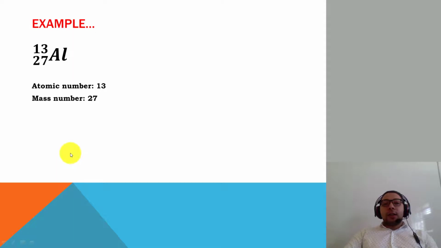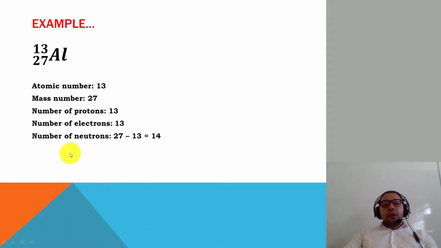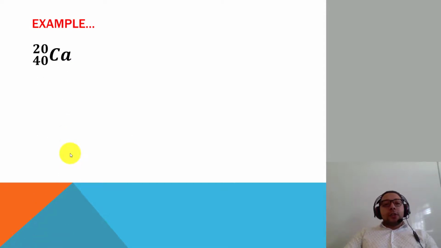In order to find out the number of proton, we said we get the value of the atomic number, it's 13 as well. Number of electron, the same as number of proton, 13. And we have the number of neutron, we're going to get 27 minus 13, which is going to give you 14 neutron. Let's check another example, calcium 20 40.